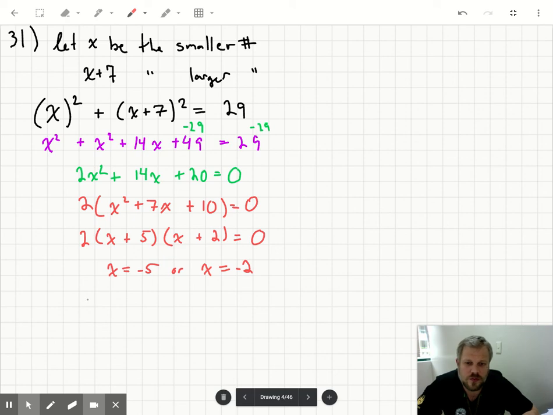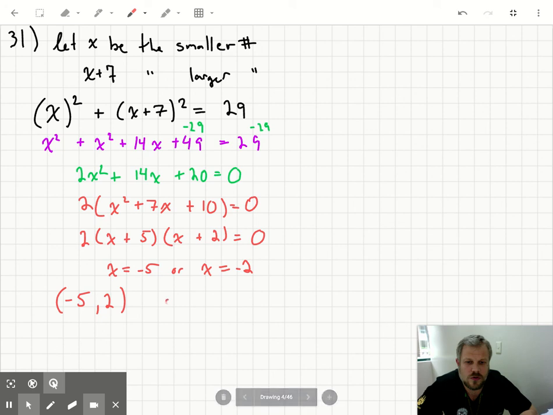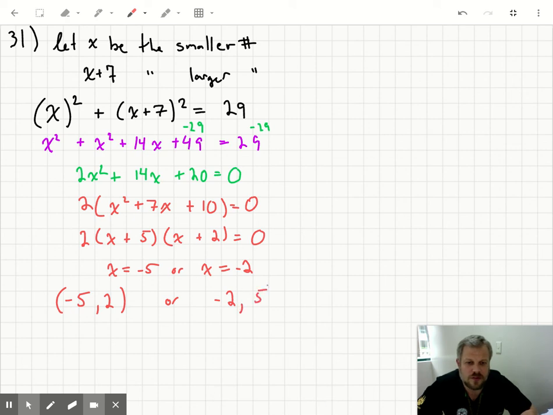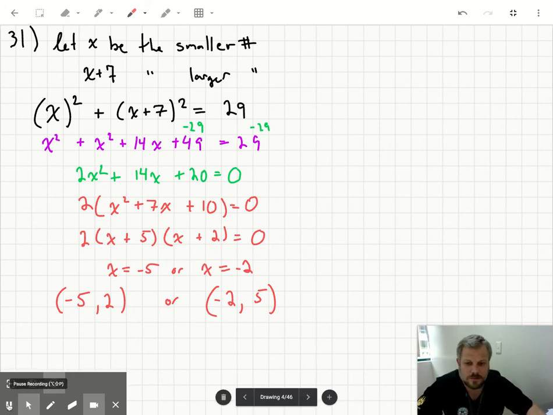Now, if the first number was -5, that's the small number, then the next number, if we add 7, would be 2. So that's a pair. Or if the smaller number was -2, then the next number, if we add 7, would be 5. So those are the two pairs that would work in this case.